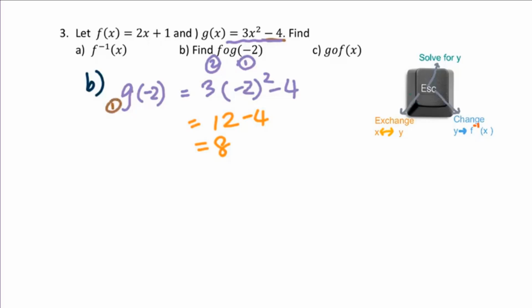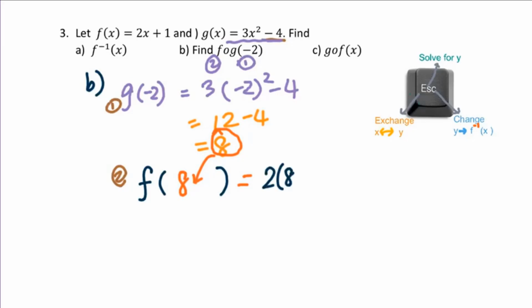That's the first step. Your second step, go to this f function. So we got f of what number do you have to put in? It's this number. So f of 8 equals, for the f function, every single x turning into 8. So 2 times 8 plus 1 equals 17.